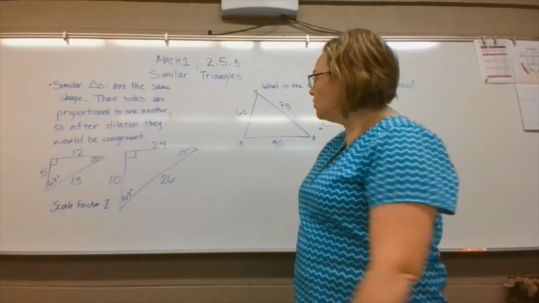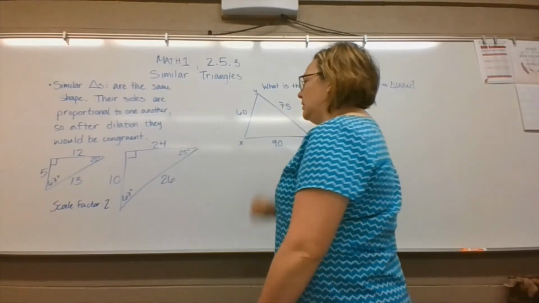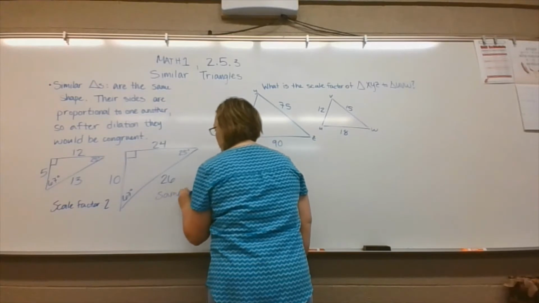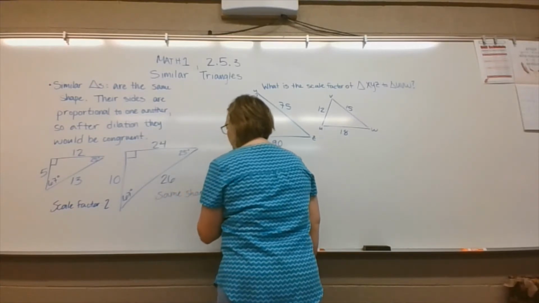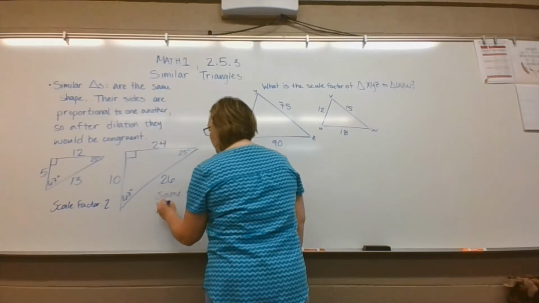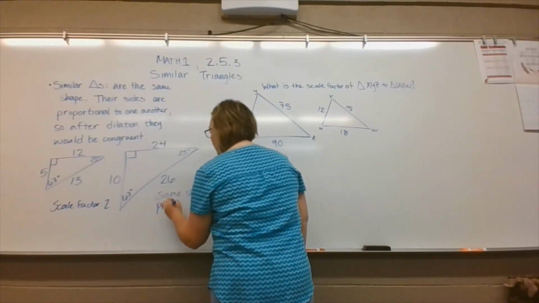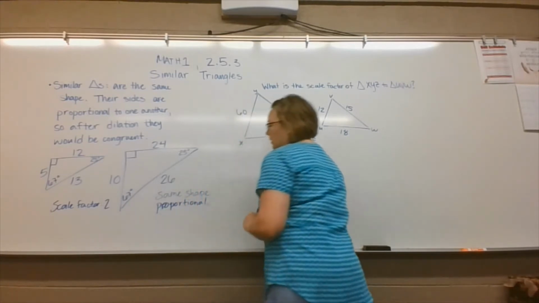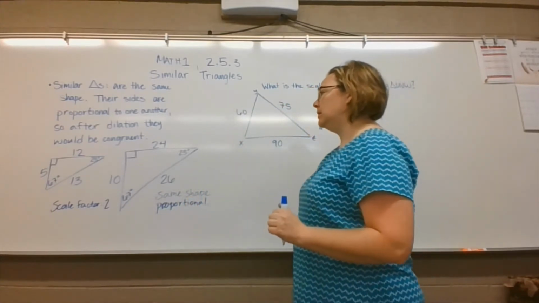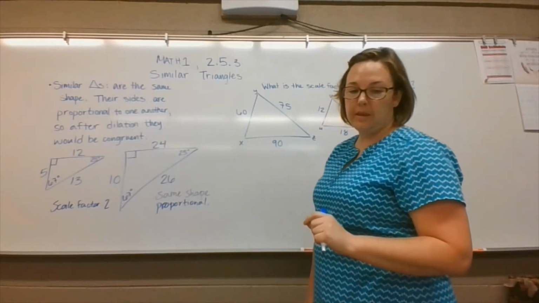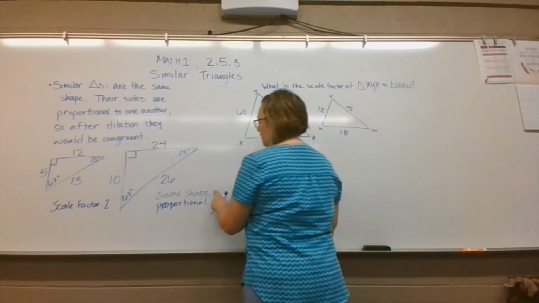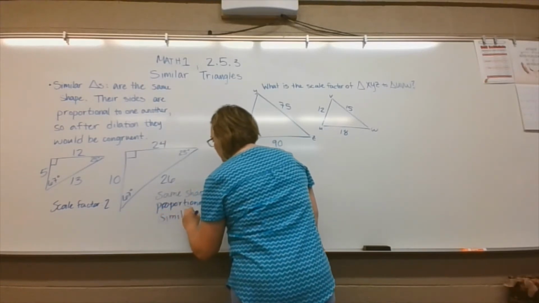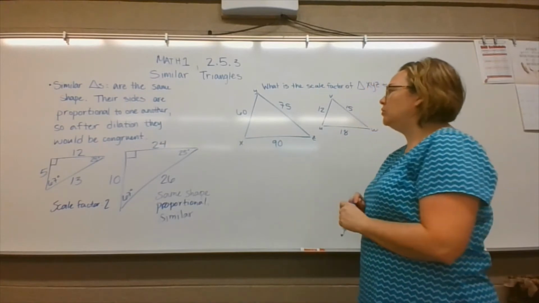There's also describing them. Okay, what could we say about these? Well, these triangles have the same shape, right? They're proportional to one another. They are not congruent. They are similar though because they have the same shape and they are proportional. Okay, and that's how we could describe those two triangles.